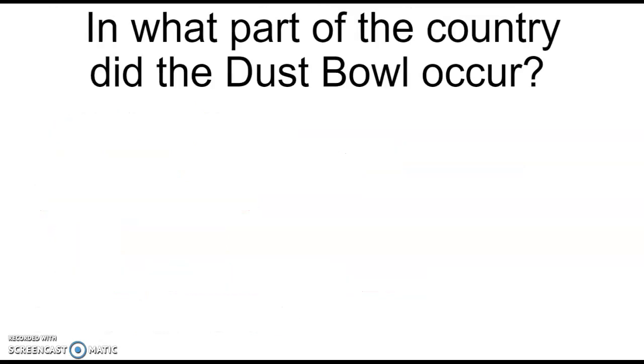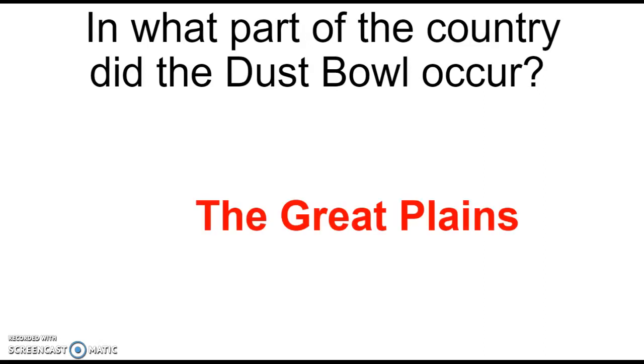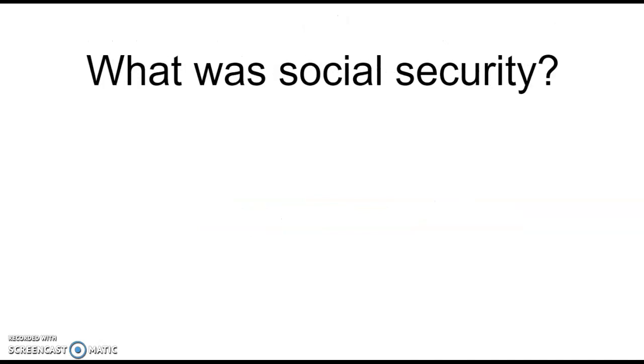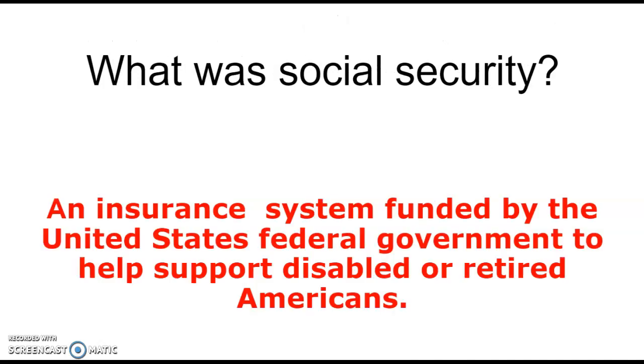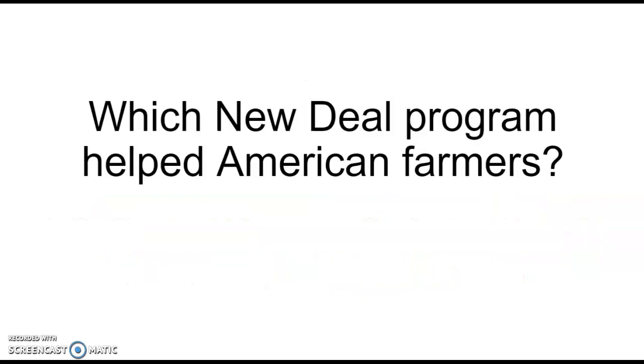In what part of the country did the Dust Bowl occur? In the Great Plains. What was Social Security? An insurance system funded by the United States federal government to help support disabled or retired Americans. And we still have this system today.